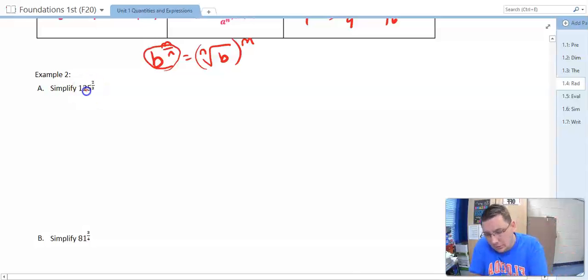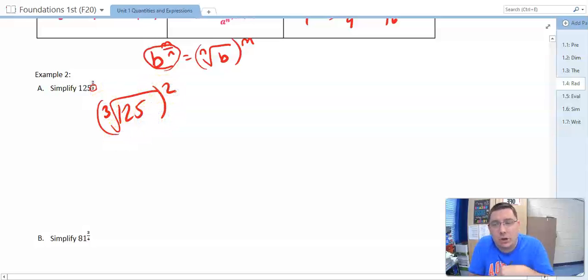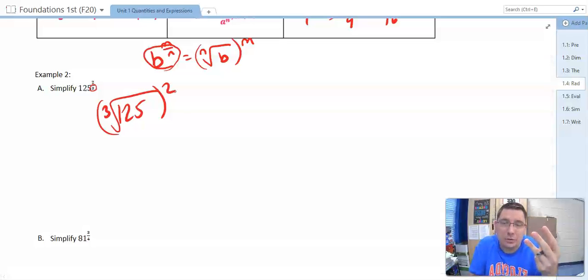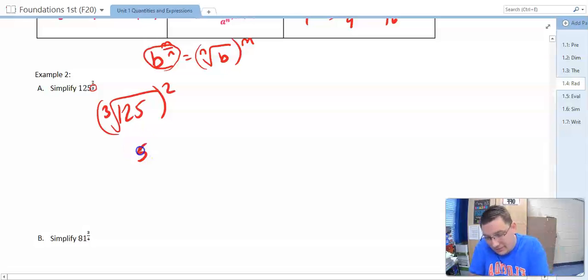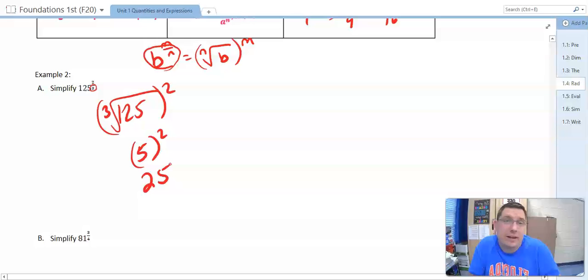So in this first one here, the 125 to the 2/3 power. I'm going to take the 125 and it's going to go under the radical. The index, remember, is the number in the denominator of the exponent. It's going to be 3, so I'm taking the cube root here. But then I'm going to square that after the fact. So what is the cube root of 125? What times itself times itself is going to give you 125? That is 5. And so 5 squared is equal to 25.